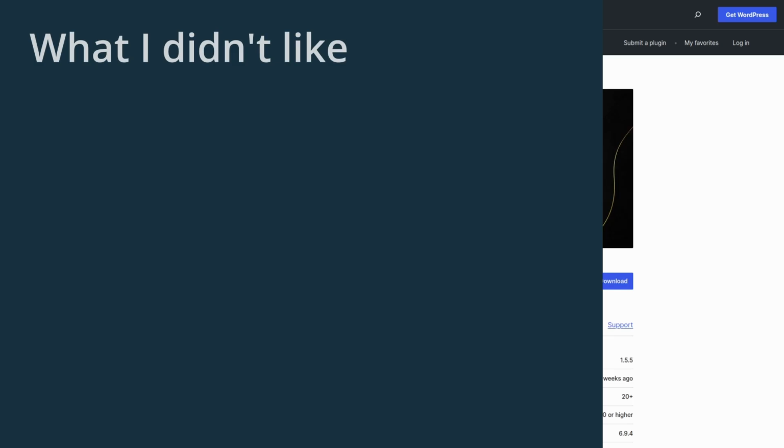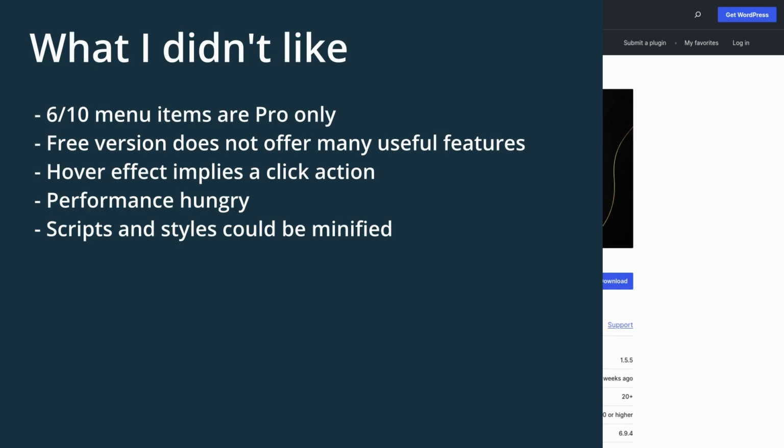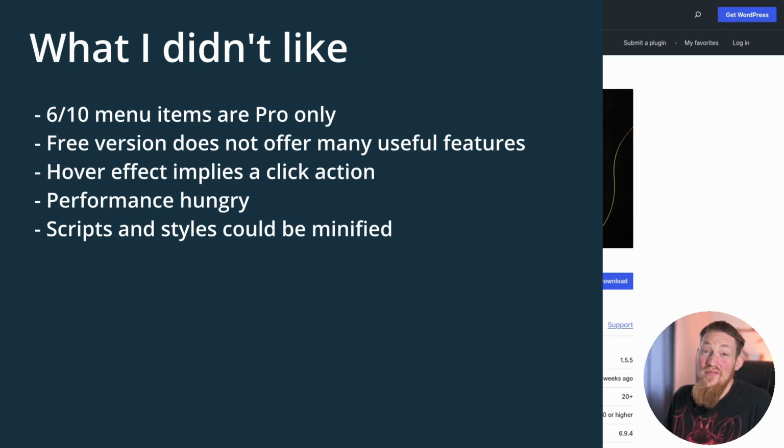That being said, what I didn't like about the plugin is 6 out of 10 submenu items are pro only, so it's just basically advertisement for the pro version. So the free version does not really have a lot of useful things to use. You could rebuild that in the Gutenberg or in another page builder quite easily, and you have the same look and feel without the baggage of having a plugin installed.